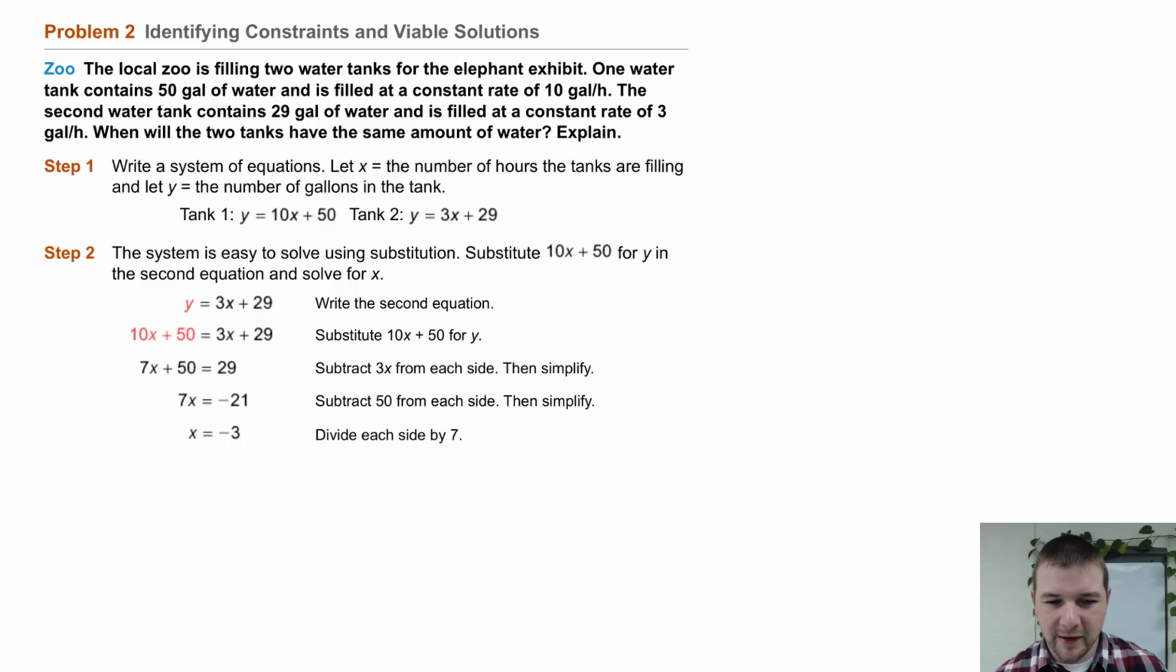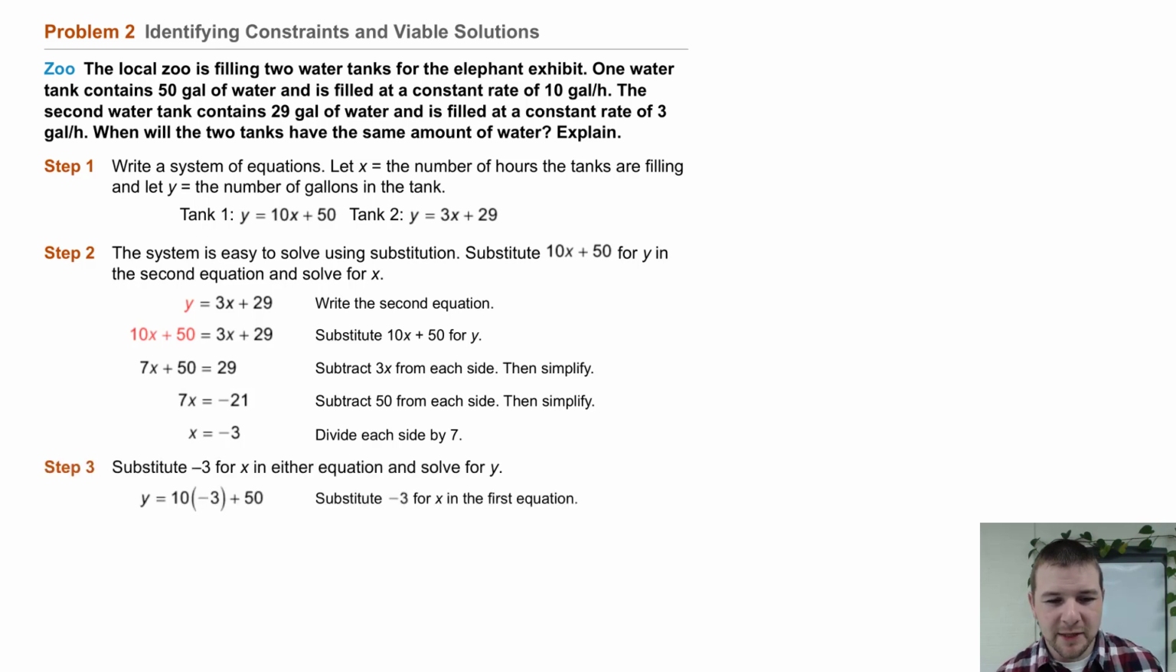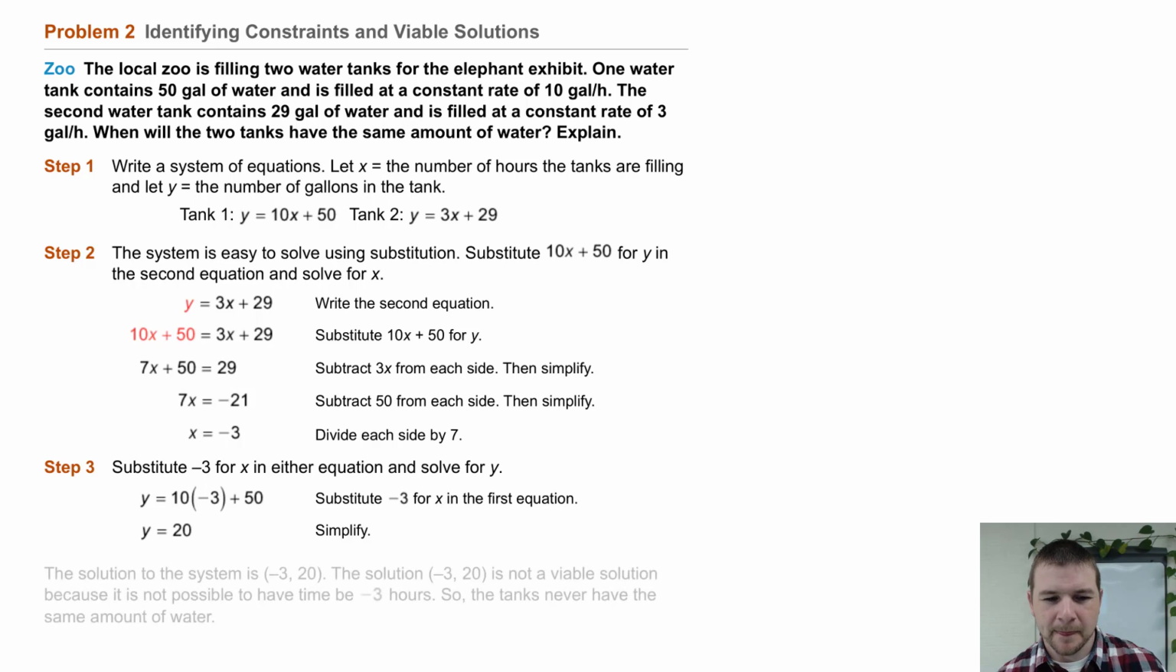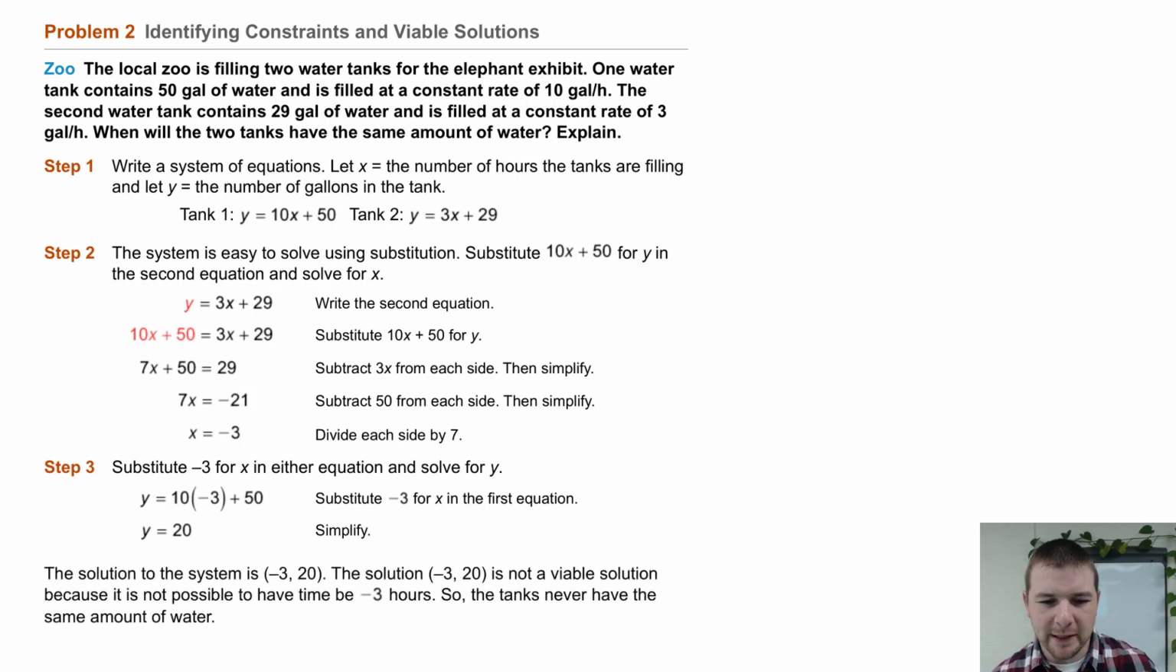Now that we found one of our variables, x equals negative 3, we will substitute that value into either of the equations to solve for y. In step 3, we'll substitute negative 3 for x in the first equation. y equals 10 times negative 3 plus 50. Simplifying, we find y equals 20. This tells us the solution to the system is negative 3, 20.